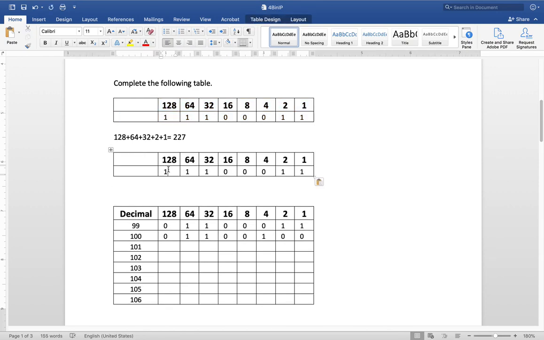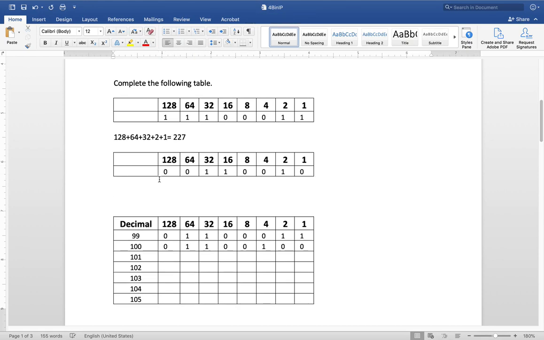So let's say you're given this now. Let's say that's the binary number. So in binary it's 00110010. What would it be in decimal?